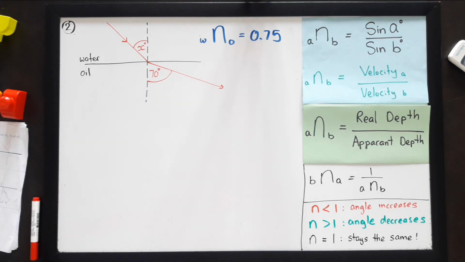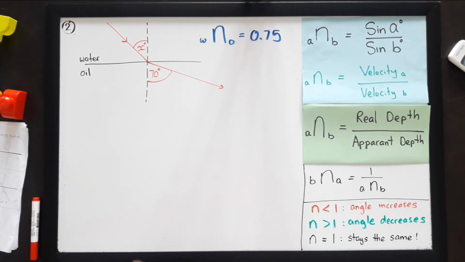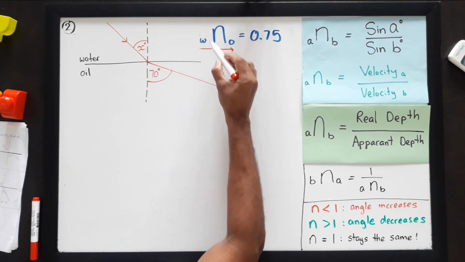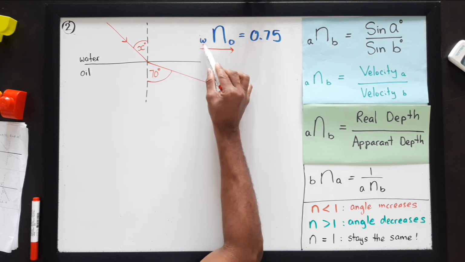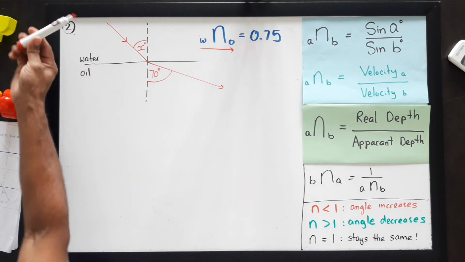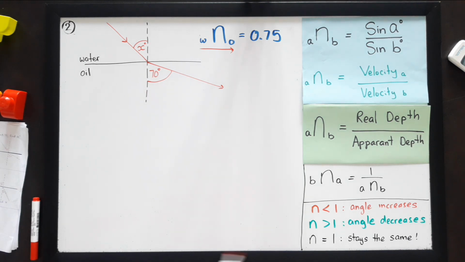Alright, so let's see if we have the correct refractive index for this question. W then O. This means that in the question, the light should be going from water. It should be starting in water and ending in the oil. Yep, seems to be correct. It's starting in water, then it is going into the oil. So let's write the formula.